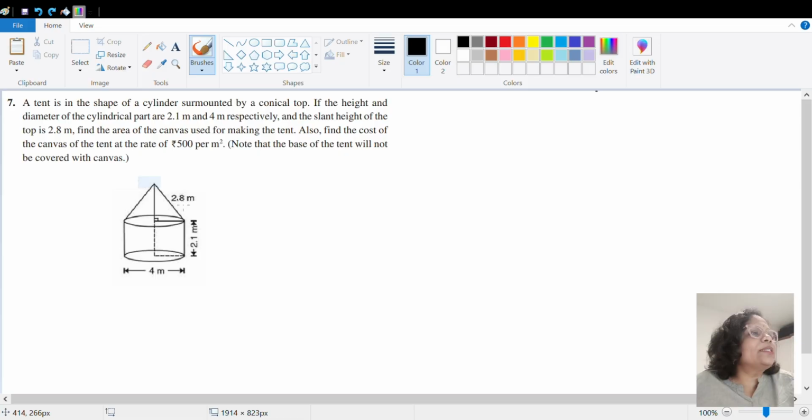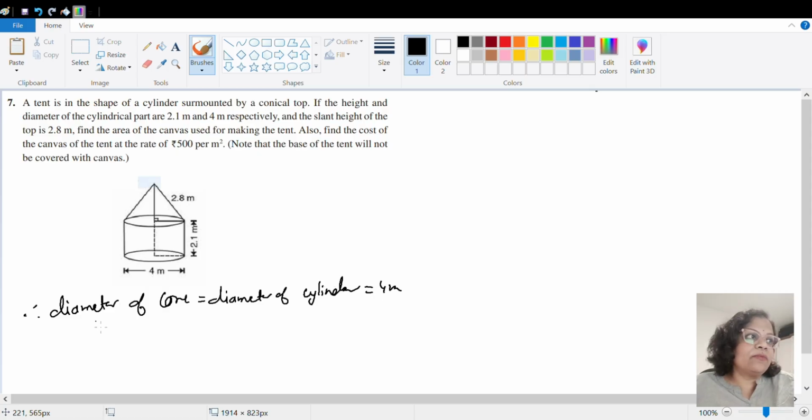Now you can see, for the surface area of the cylinder, what is the formula? It is 2 pi r h, and the surface area of the cone is pi r l. So everything is there, you only have to add. The diameter of the cone will be equal to the diameter of the cylinder, which is 4 meter, and therefore the radius, common to both, will be d by 2, that is 4 by 2, which is 2 meter. This much is only required.